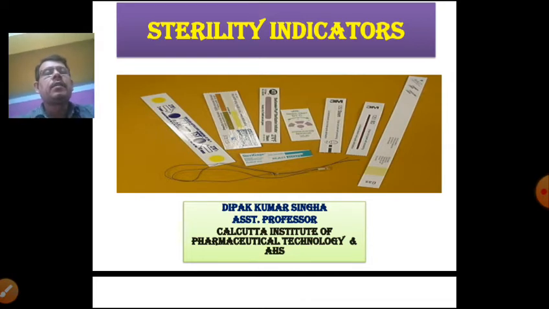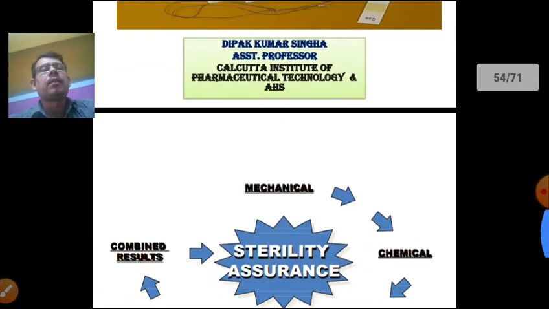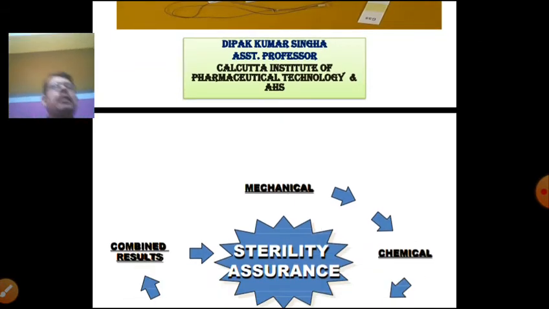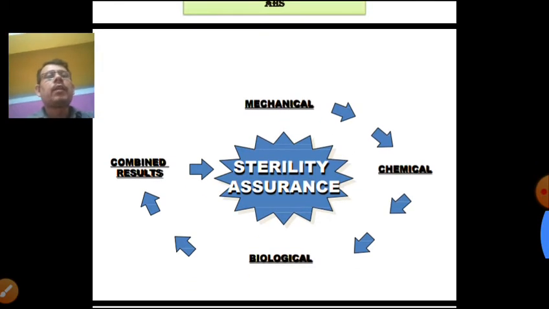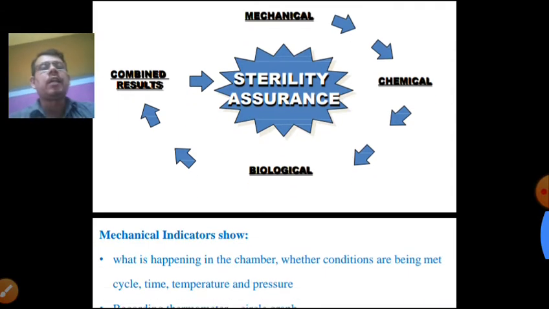Various sterility indicators are used for the sterility test, using different methods. Basically, the sterility indicators are the sterility assurance, in the case of the mechanical process, the chemical process, the biological process, and the combined result also. So sterility assurance is just like a quality assurance; here the sterilization can be verified by the sterility assurance.